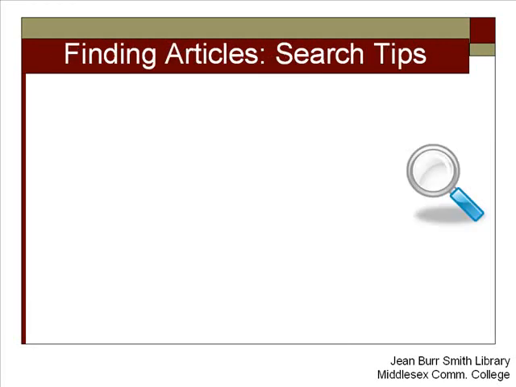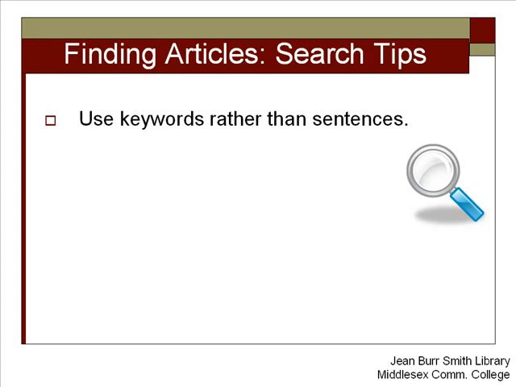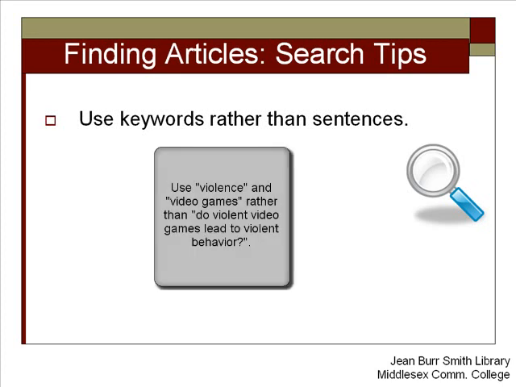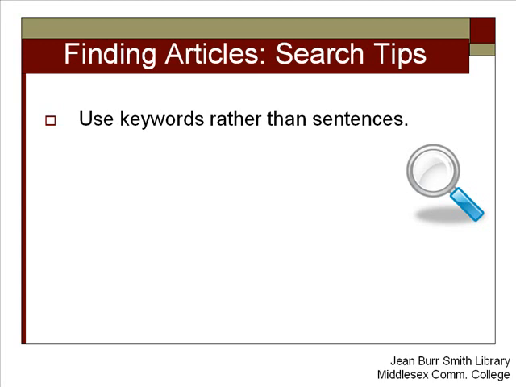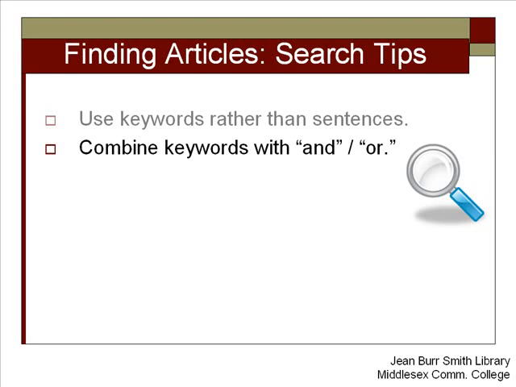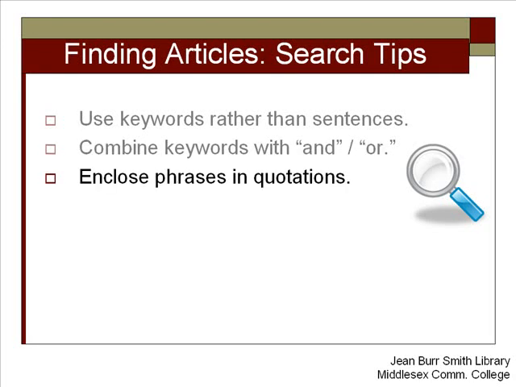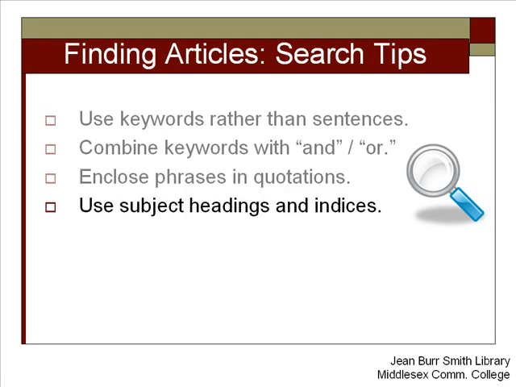Now that you know you need to search the library databases to find articles for your paper, here are some search tips for the databases. Use keywords rather than sentences. Type in words such as violence and video games, not the complete sentence, do violent video games lead to violent behavior? Use Boolean searching techniques such as keywords and, or, and enclosing phrases in quotations. Use the power of the databases to limit your results by choosing alternative subject headings suggested by the database.